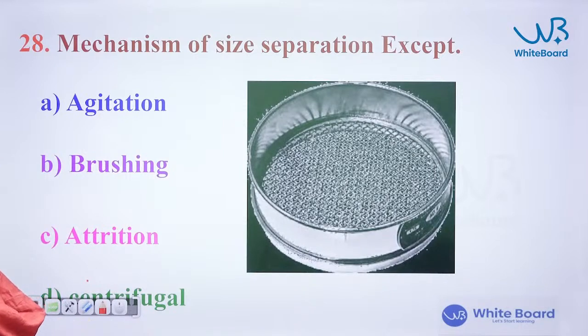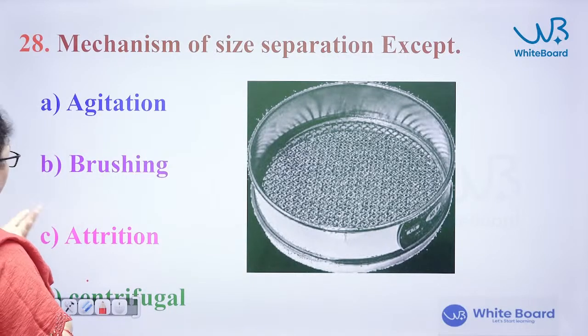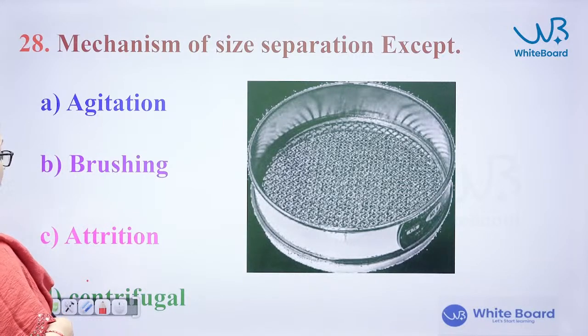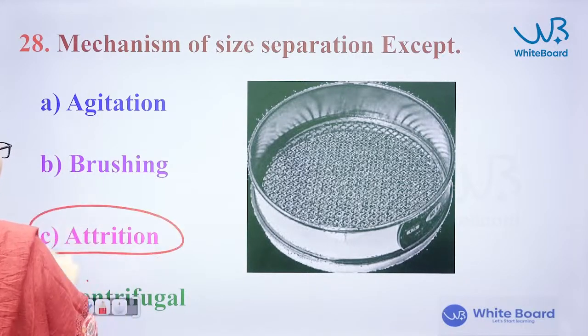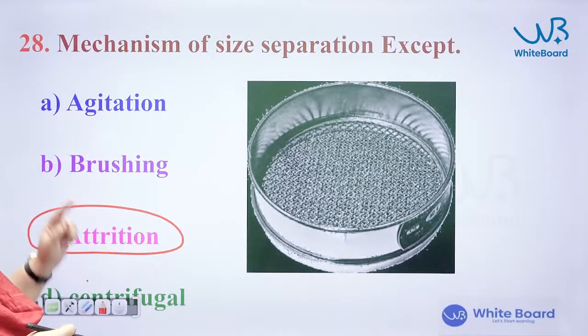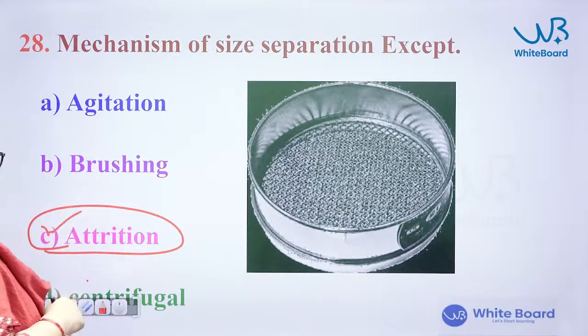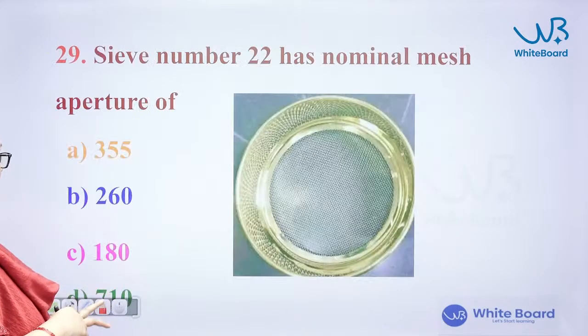Next, mechanism of size separation except. So, all will happen except. What is the mechanism of size separation except? Okay, agitation, brushing you can do, attrition, no, centrifugal, yes. Attrition will be done in the case of a size reduction process, but not in a size separation process. So, the exception is C, that is attrition.